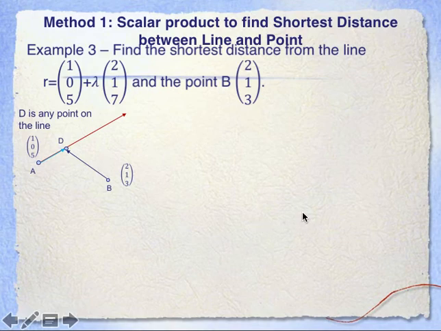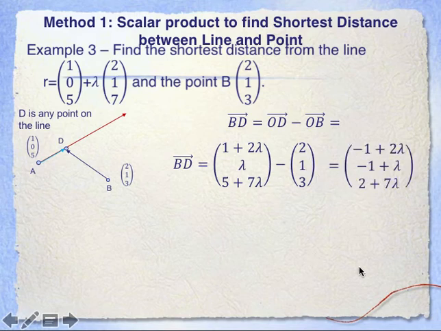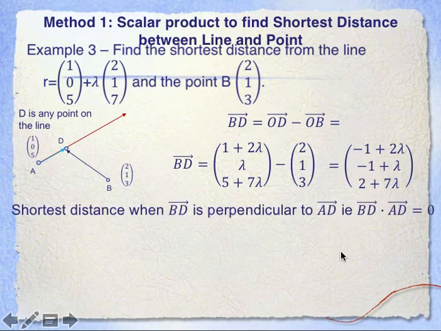So let's start by defining BD. So we know BD is OD take OB. OD, because it's a point on this line, is just going to be our line equation, where obviously we don't know what multiple of lambda we have yet. And we know OB is 2, 1, 3, so that simplifies. Again, as we said, we know the shortest distance is when BD is perpendicular to AD, so we know those two are going to dot to give us 0.